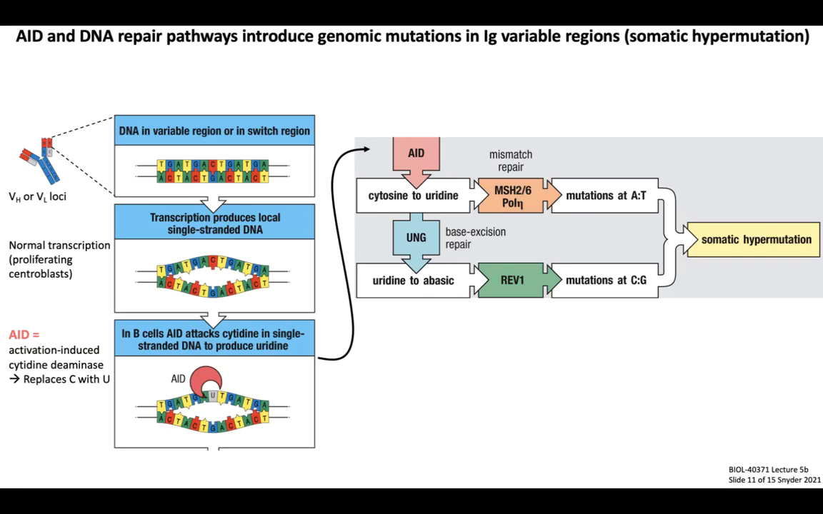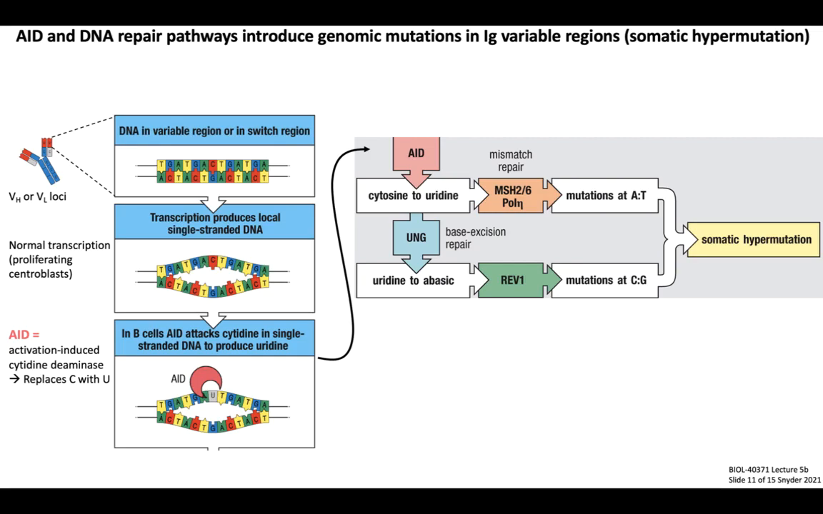Uridine is foreign to normal DNA, and its pairing to guanosine is considered a form of DNA mismatch. So the introduction of uridine by AID triggers multiple forms of DNA repair, including base excision repair as well as mismatch repair. Mismatch repair occurs when the uridine-guanosine pairing is detected by the proteins MSH2 and MSH6, which lead to the excision of the uridine-guanosine pairing as well as several adjacent nucleotides. These excised bases are then filled in with nucleotides by the DNA polymerase Pol-mu, which is error-prone and introduces mutations at A and T base pairs.